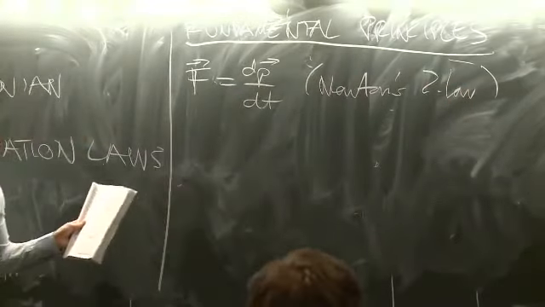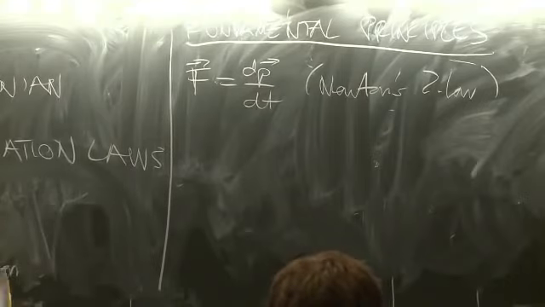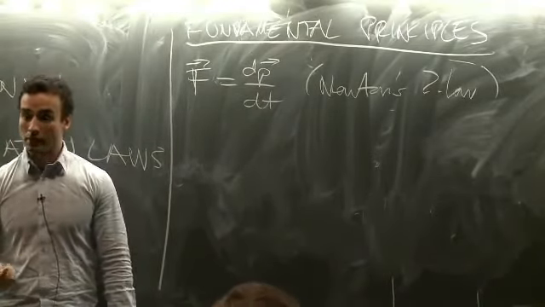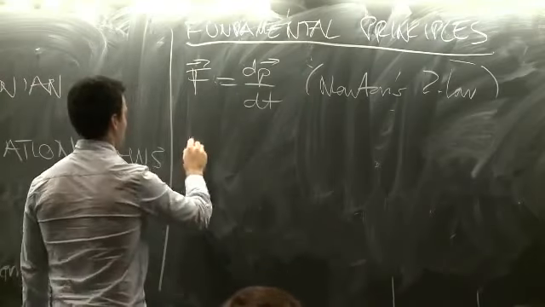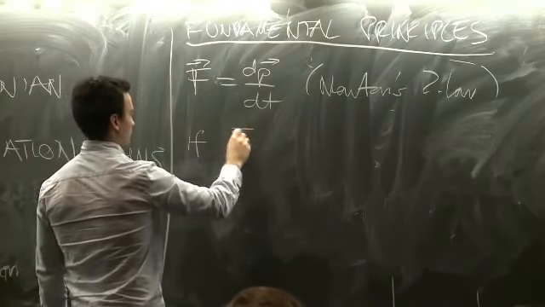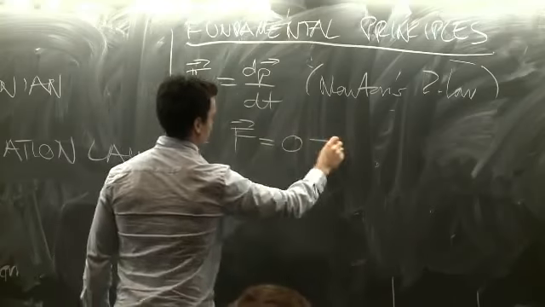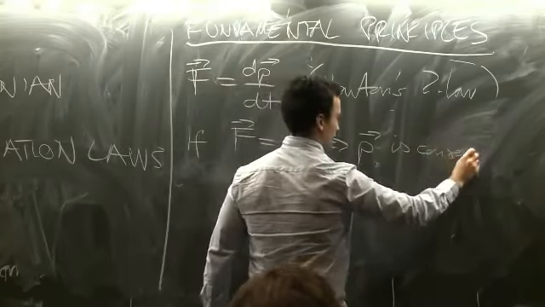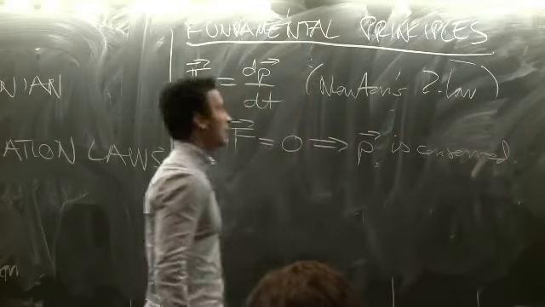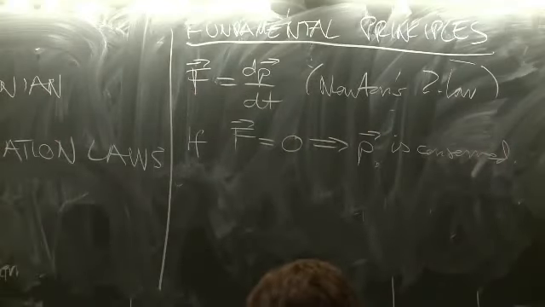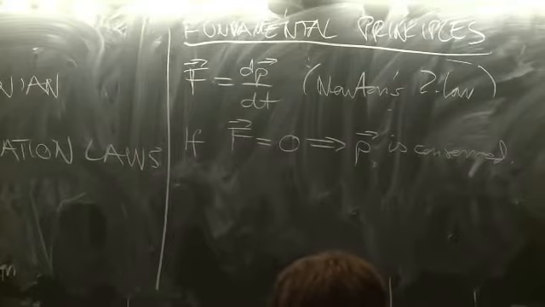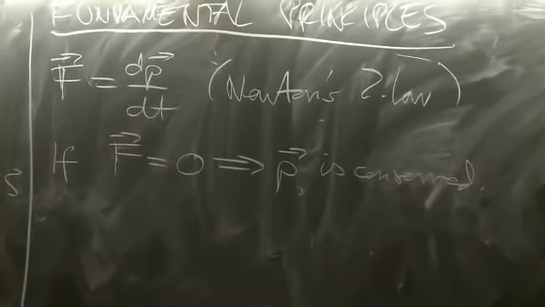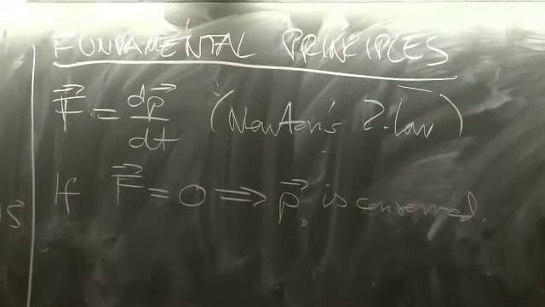This is Newton's second law. And already from this equation we can observe an important conservation law. Namely, if the force acting on a particle or some system is zero, it means that the momentum has to be conserved, or time independent, which follows from this equation.